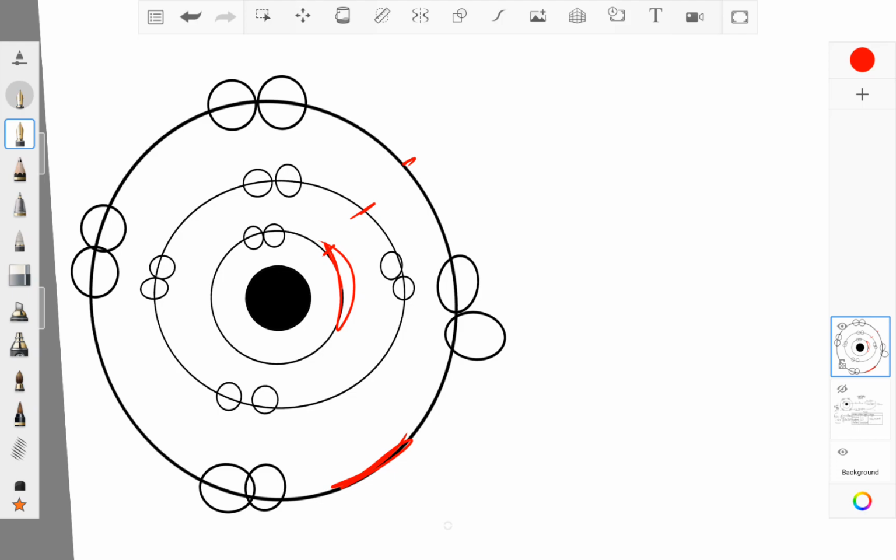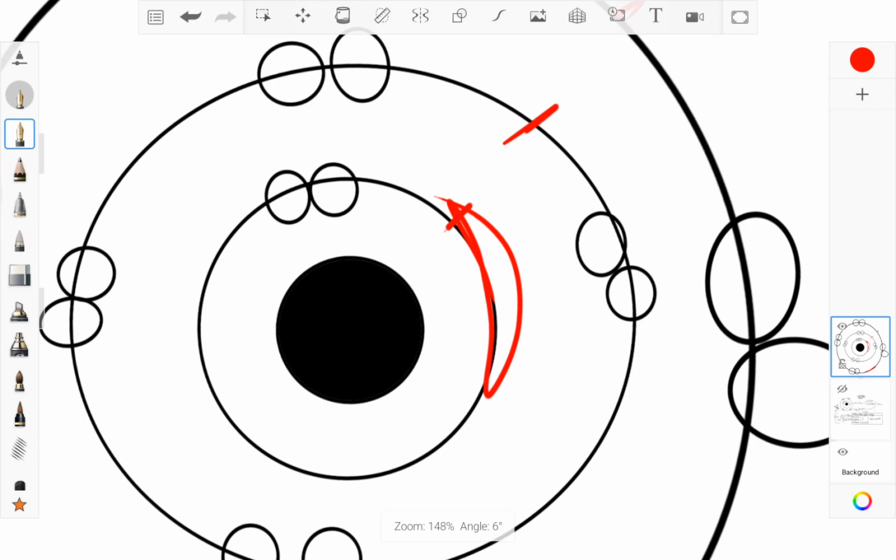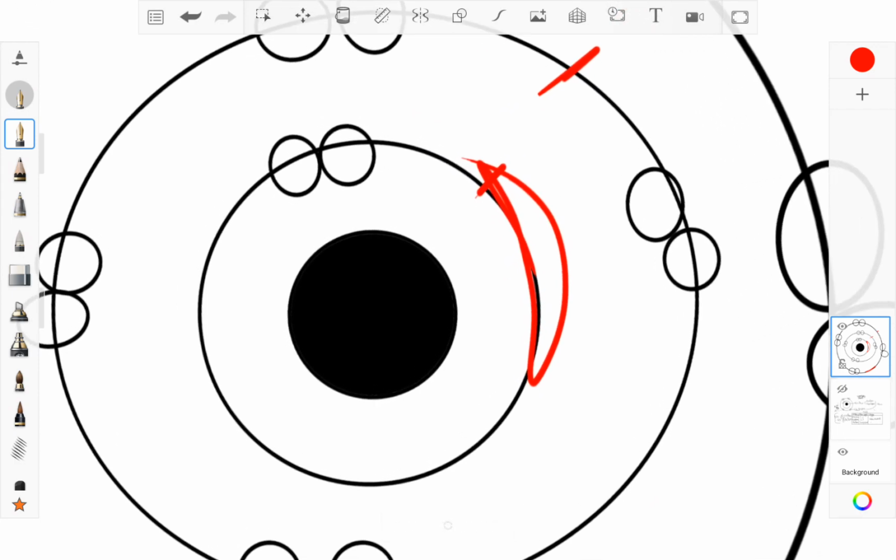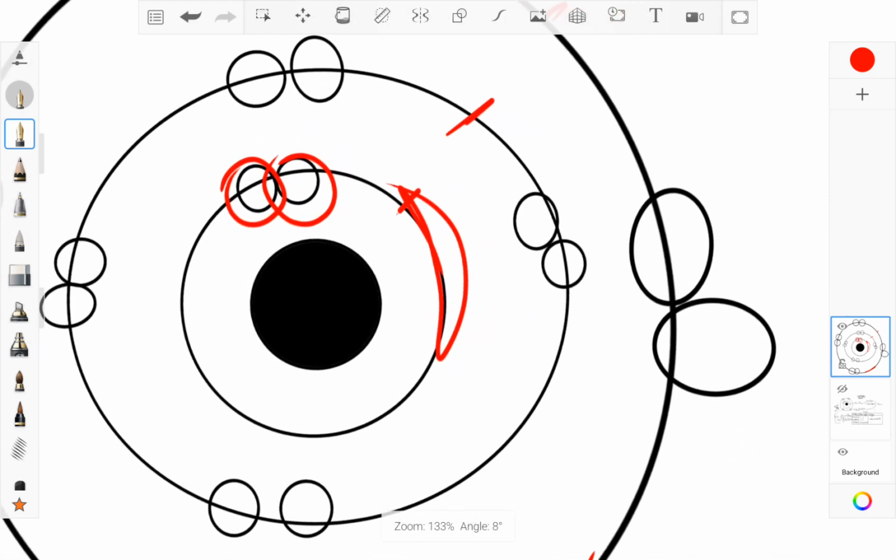I kind of mentioned this a few seconds ago, but electronic configuration is just the arrangement of electrons in the shells of an atom. And you can do it pretty easily. The first shell that is closest to the nucleus will always have a maximum of 2 electrons. It can have 1 electron, but it can't have more than 2. 2 is the maximum.